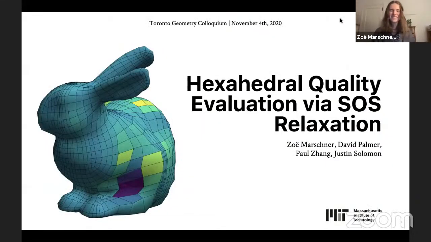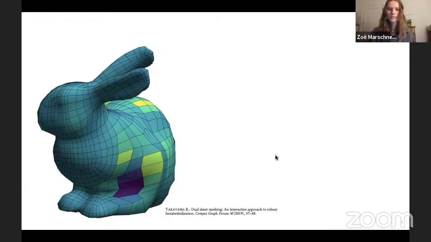Okay. So, hello everyone. I'm going to be talking about hexahedral quality evaluation via SOS relaxation, and this is work that I did along with David Palmer, Paul Zhang, and Justin Solomon. So, hex meshing has been shown to be beneficial to tetrahedral meshing for certain applications such as finite element analysis. However, the creation of hex meshes themselves is still a problem that we have a lot of difficulty with.